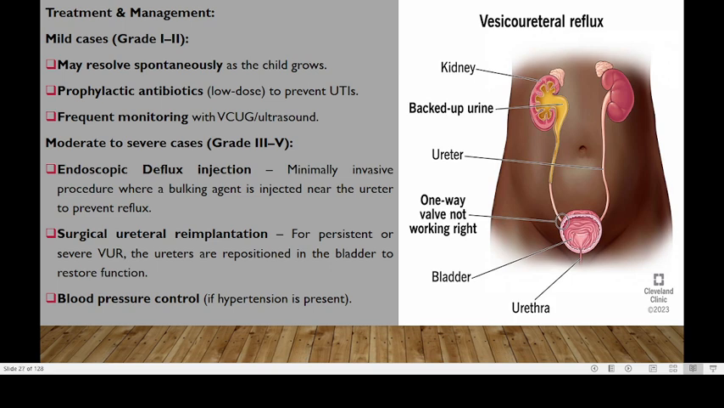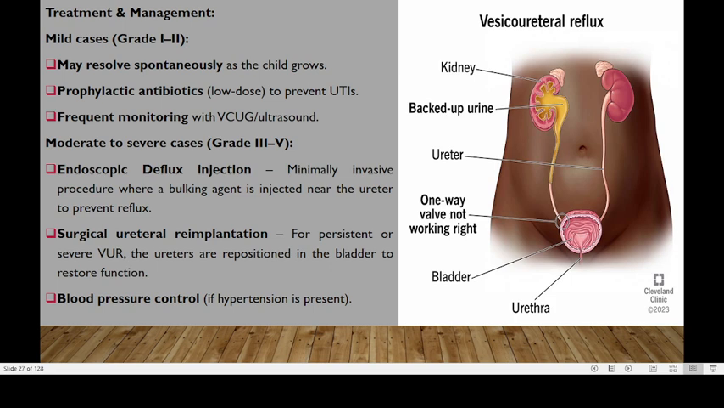On treatment, it depends on the case. We could have the mild case, moderate case. Like the mild case, that is grade 1 to grade 2, this one may resolve spontaneously as the child grows. We could also use prophylactic antibiotics, so we use low dose to prevent UTI, and frequent monitoring using the ultrasound.